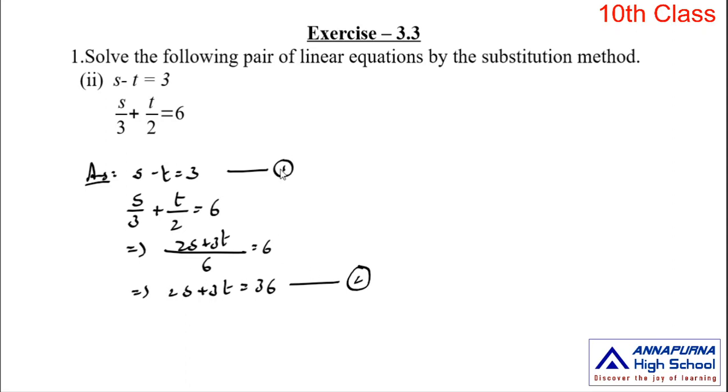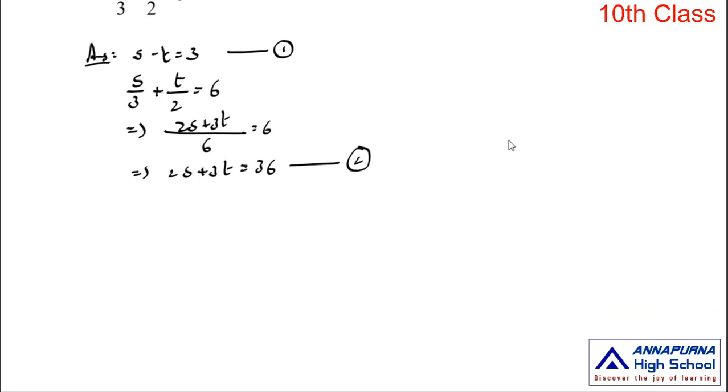Now you solve the first equation and second equation by the substitution method. Follow the same steps. In this substitution method, the first step is to choose any one equation. Here I choose the first equation, that is s minus t is equal to 3. So from this equation, I present s in terms of t. That means I transpose this minus t to the right side. So when I transpose it to the right side, we obtain s is equal to 3 plus t.